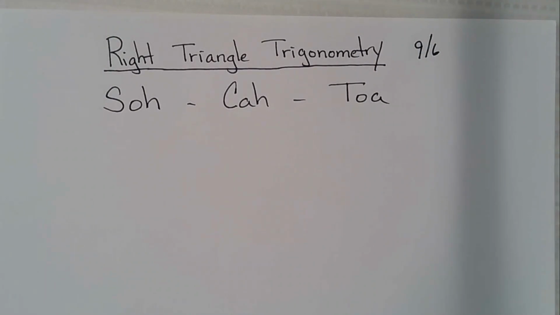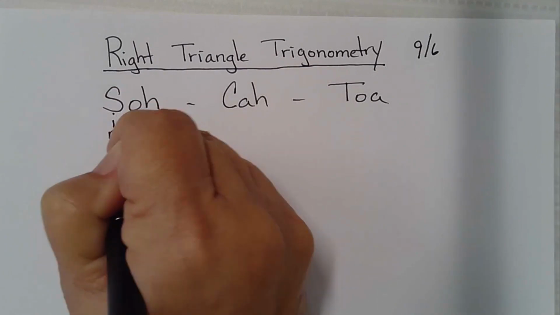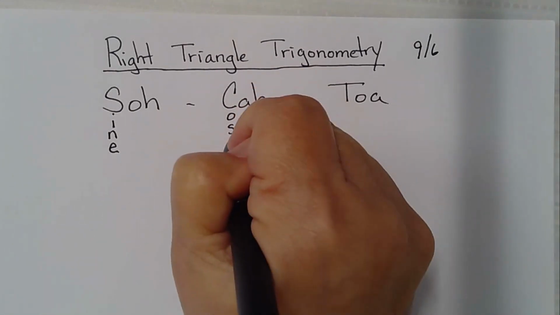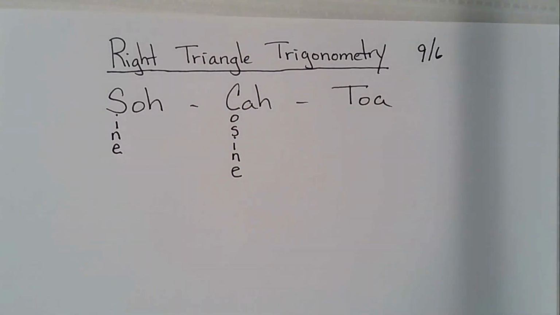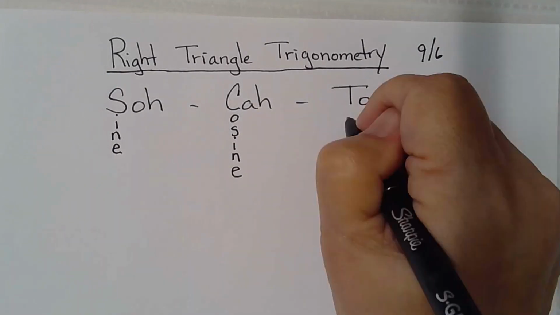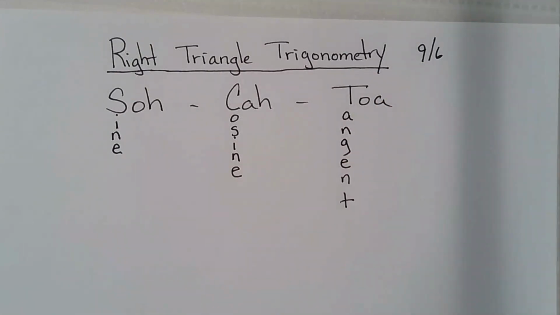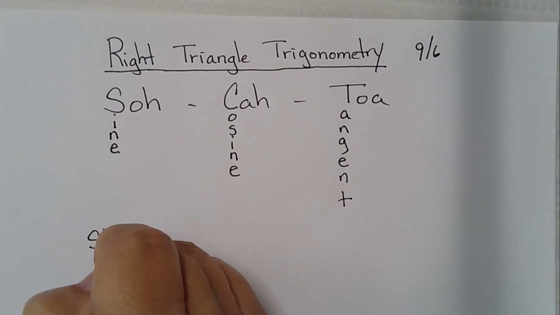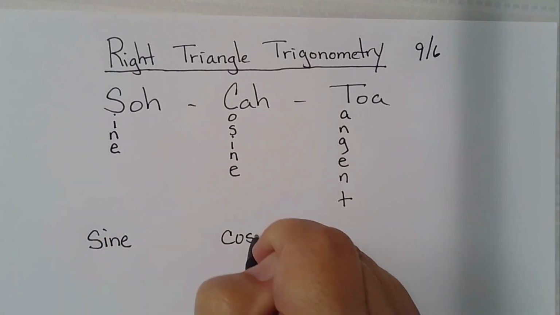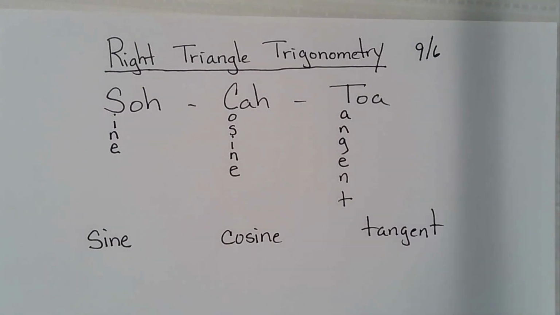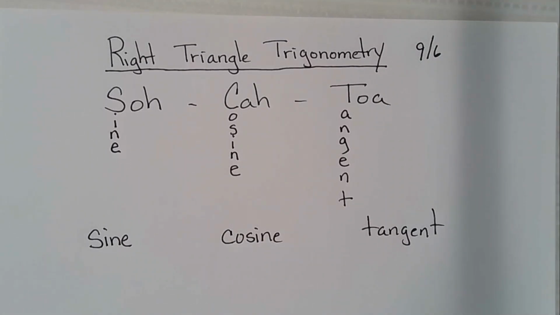So there are 3 trigonometric functions that you learned in geometry. They are sine, that's what the S is for, cosine, that's what the C is for, and tangent. So sine, cosine, tangent, those are the 3 trig functions that you learned back in geometry.